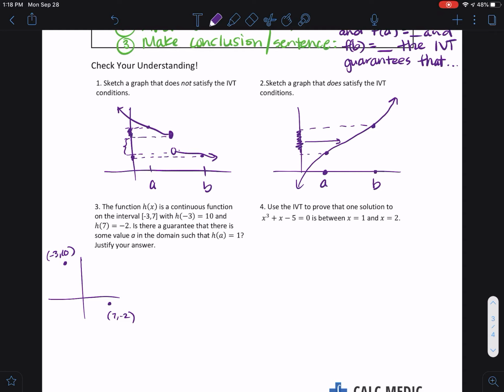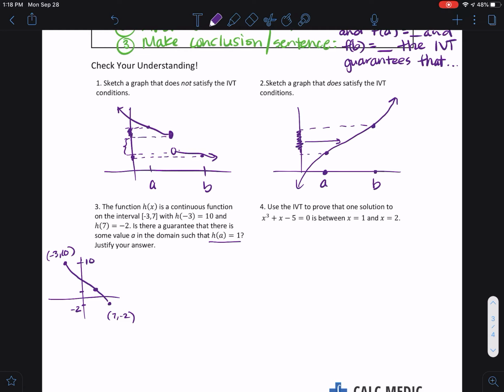Is there a guarantee that some value of a in the domain such that h of a equals 1? Well, right here is 10. Right here is -2, right? So if my function is continuous, I want to know, is there a place where the y value is 1? Yes, right here. I don't know exactly what x value it's at, but I know that somewhere in this graph, because it's continuous, I'm going to hit the y value of 1.